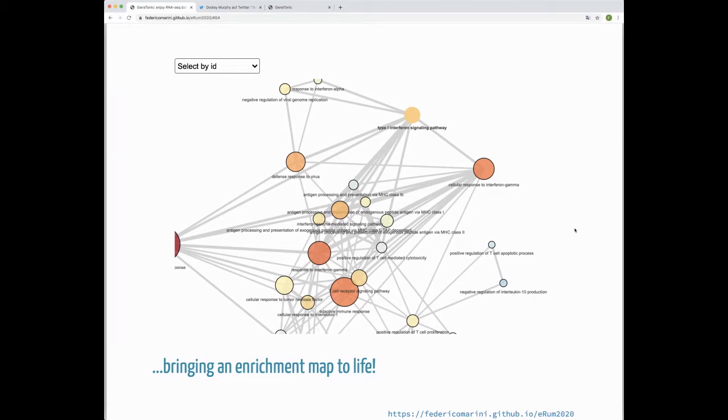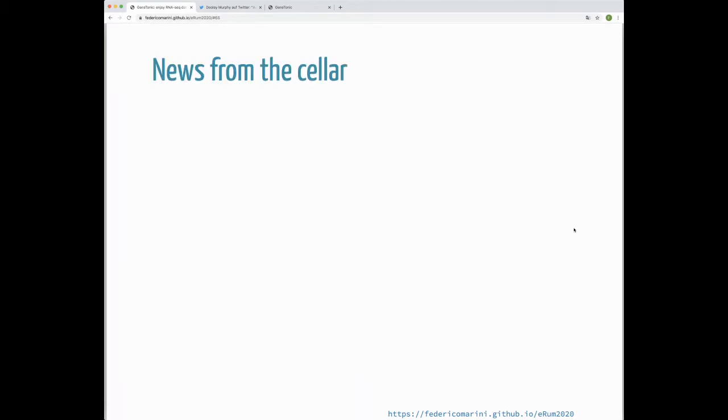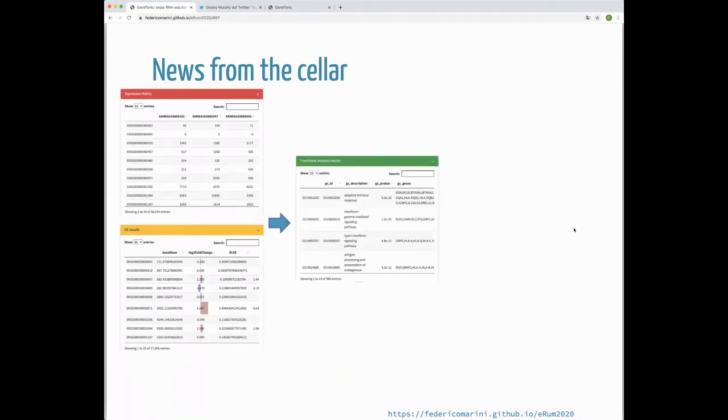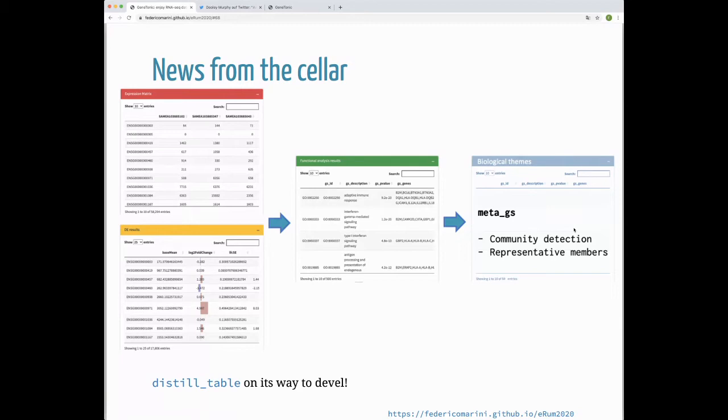So I want to work on this intermediate step to go from the gene level to the gene set level to the meta gene set. I want to use this graph to apply some community detection algorithm and find representative members of it. And I couldn't help but pursue the metaphor for cocktails and drinks by choosing the distill table as the name of the function. At least that's still a candidate.